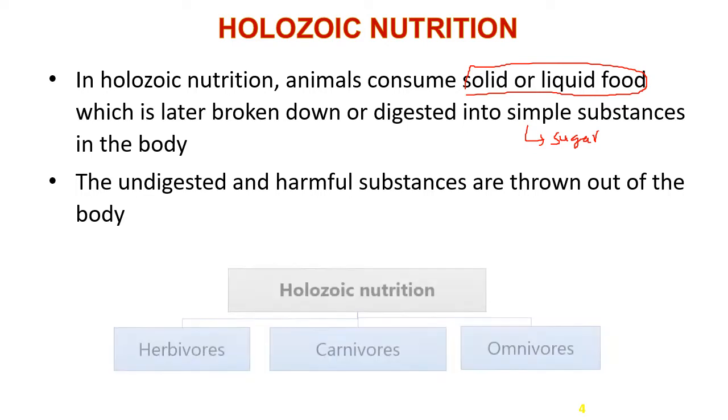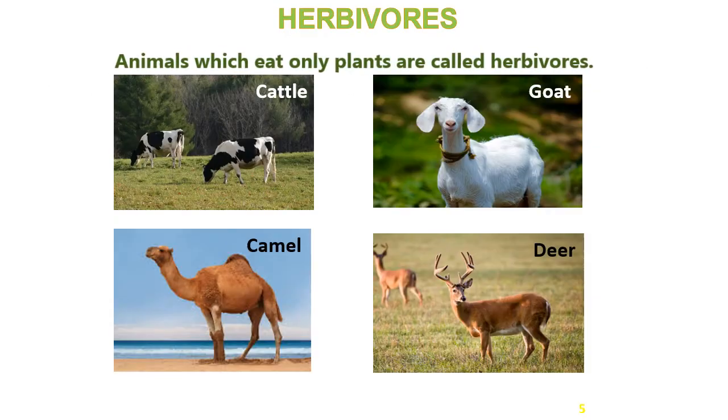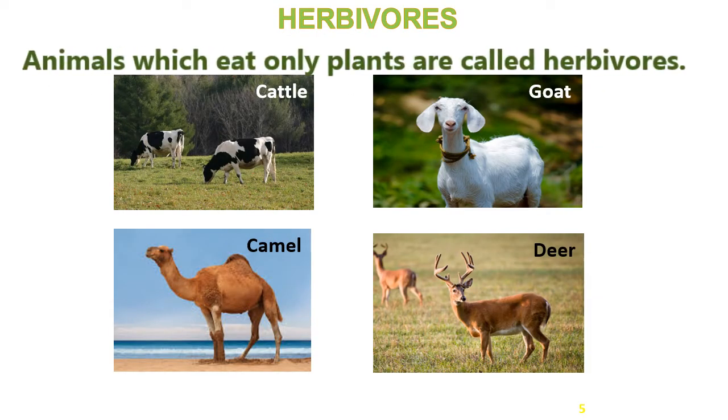On the basis of their food habits, Holozoic nutrition can be categorized into three categories: herbivores, carnivores, and omnivores. Right? You know herbivores very well. Those animals who eat only plants are called herbivores. Examples are cattle like cows, goats, camels, and deer. These are the animals in the category of herbivores.